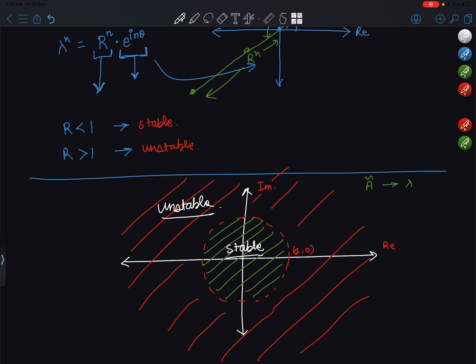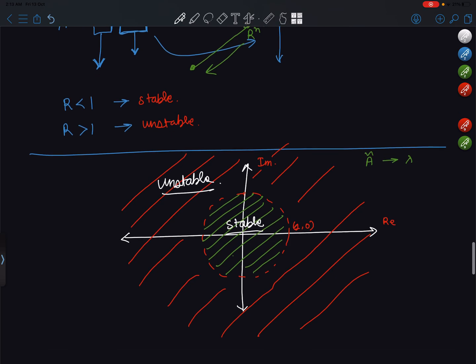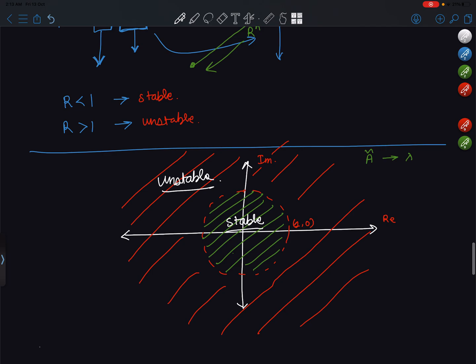Okay, so this is the slight difference between discrete and continuous systems: in a continuous system the right half plane is the unstable part and the left half is stable, while in discrete systems it's a unit circle inside which everything is stable and outside which everything is unstable. So that is the analysis of the stability of a linear system.